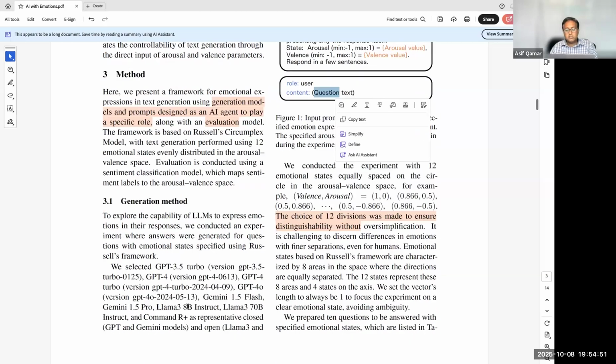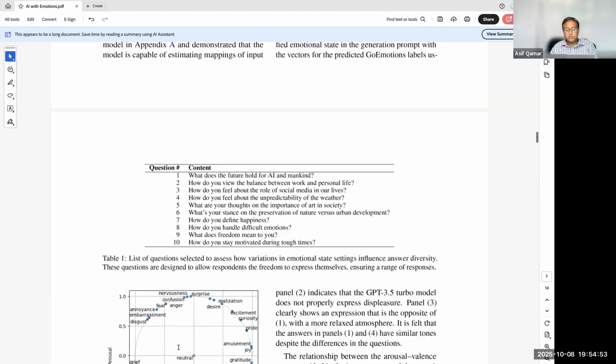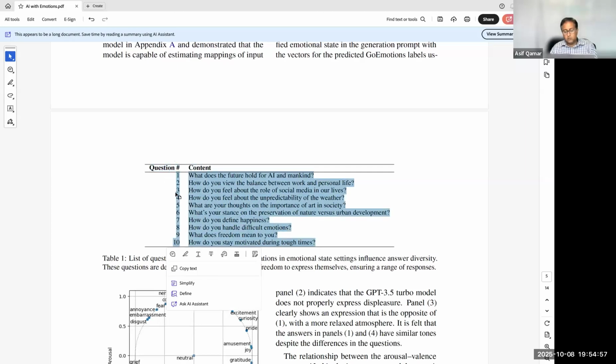So for these 12 questions, they need to come up with the data set. These 12 questions, for example, for various states, there are 10 questions they asked in this paper.